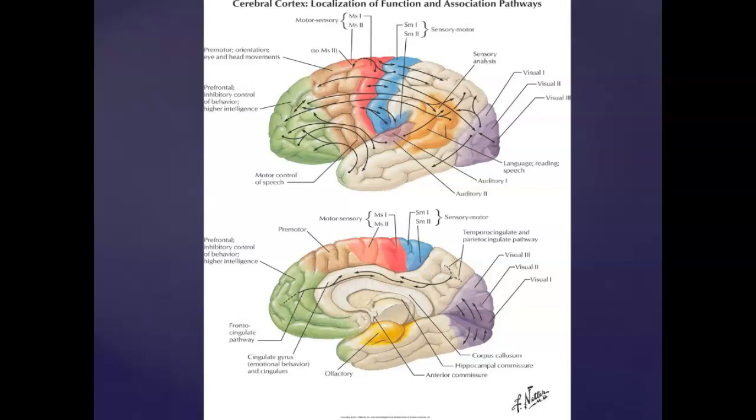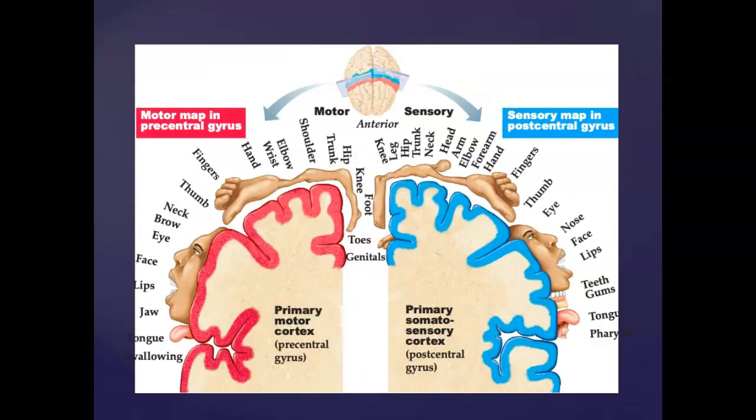Here's a funny image. It's called the homunculus, which is a funny word for a funny image. Now, don't get confused at this picture. This isn't looking at the right and left hemispheres. We're looking at the motor cortex and the sensory cortex, but this is going to be the precentral gyrus on both sides, and this is going to be the postcentral gyrus on both sides, okay?